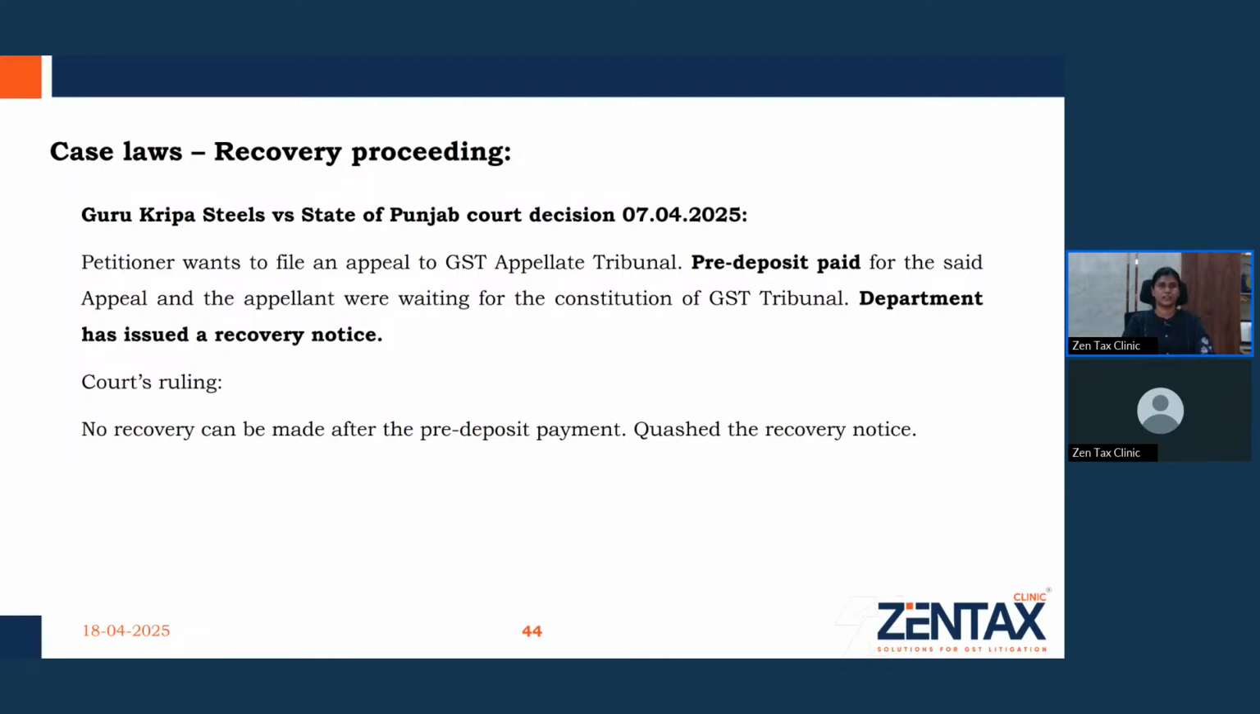Final case. This is one very recent case which happened 2 weeks ago. In this case, Guru Kripa Steels versus State of Punjab, the petitioner wants to file an appeal to the GST Appellate Tribunal, and the petitioner has paid the pre-deposit for the said appeal, and the appellant was waiting for the constitution of the GST Tribunal. However, the department has issued them a recovery notice. So in this case, the court has said that no recovery can be made after the pre-deposit payment, and the court has quashed the recovery notice.